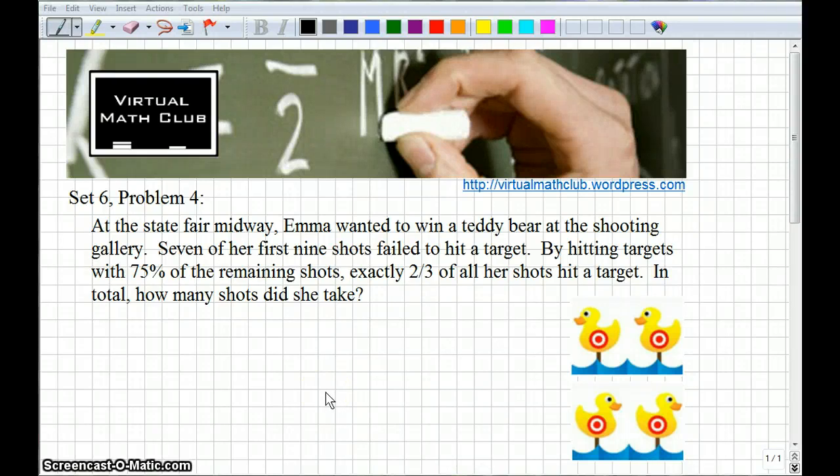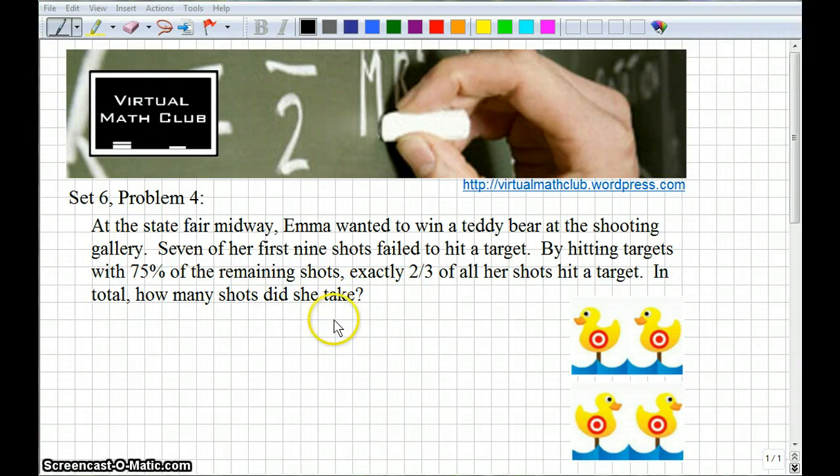All right, in problem number 4, we have Emma, and she wants to win a teddy bear at the state fair at the shooting gallery. And she doesn't start out real well. She misses 7 of the first 9 shots, but then by hitting targets with 75% of the remaining shots, she hit two-thirds of all her shots hit targets. So the question is, in total, how many shots did she take?